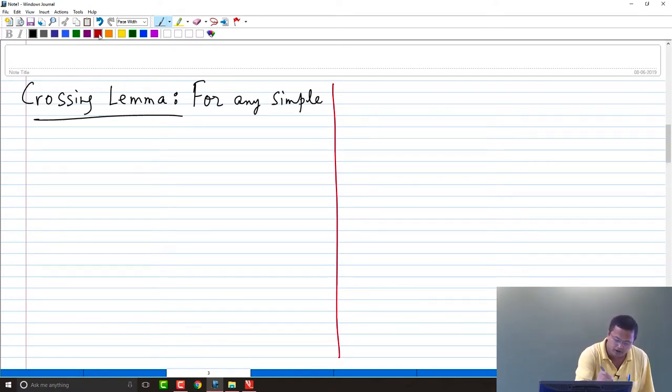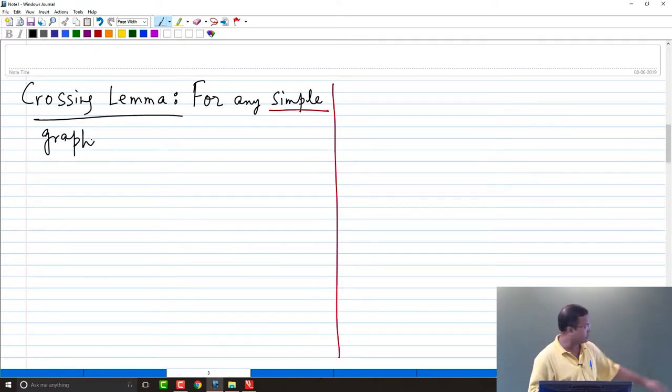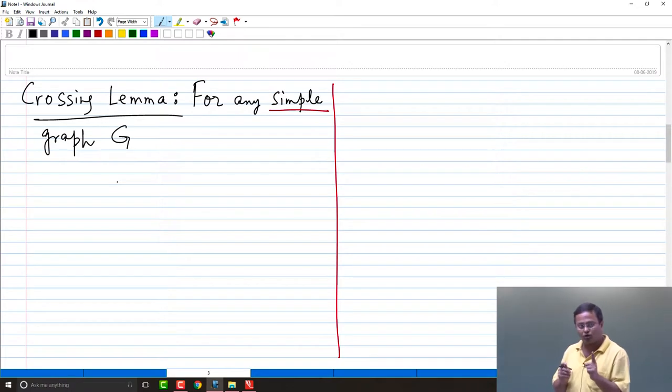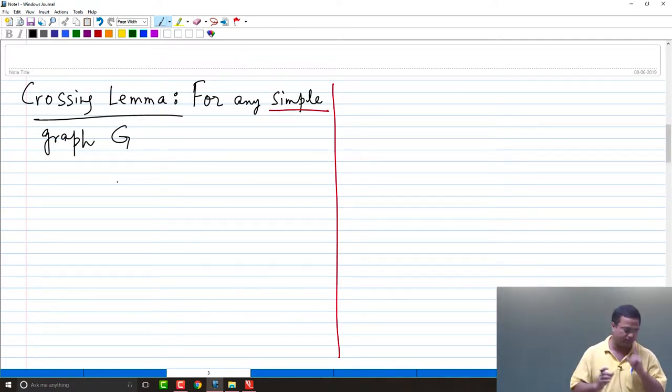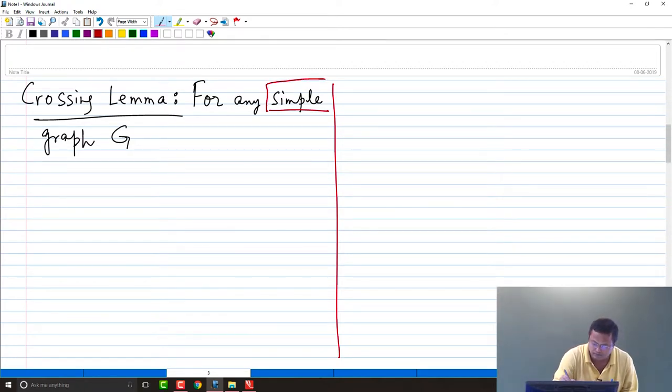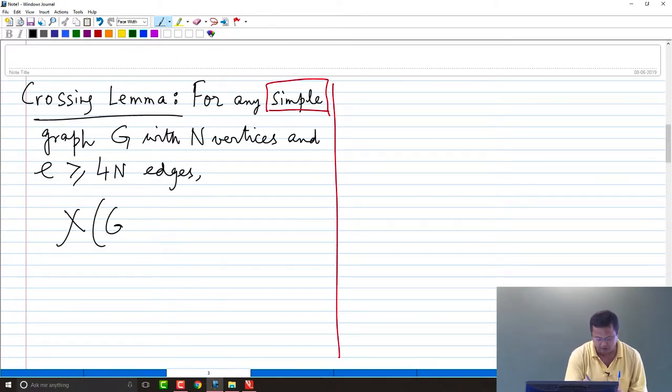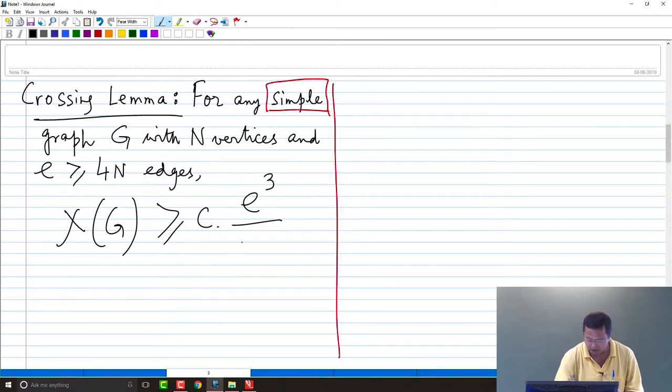This is important, remember. It is a simple graph. For any simple graph G, remember, whenever you apply the crossing lemma, ensure that the graph that you end up with is simple. This is a very important thing for the crossing lemma. So, for any simple graph G with capital N vertices and E greater than 4N edges, the crossing number of G is at least some constant times E cubed by N squared.